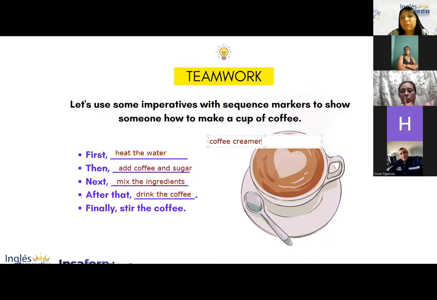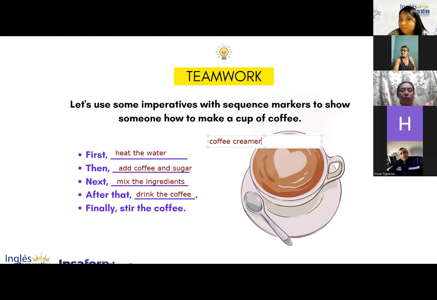Okay, now, how do you say cremura? Coffee creamer. Yes, cremura. Do you like coffee creamer? No, I don't like it. You don't like it. Okay. Do you like milk? Yes, I like it. I love milk. I am drinking coffee black.